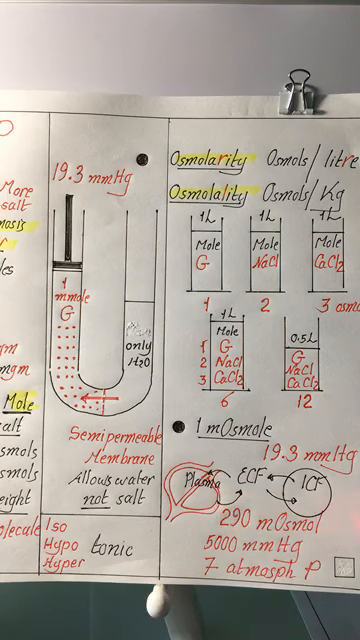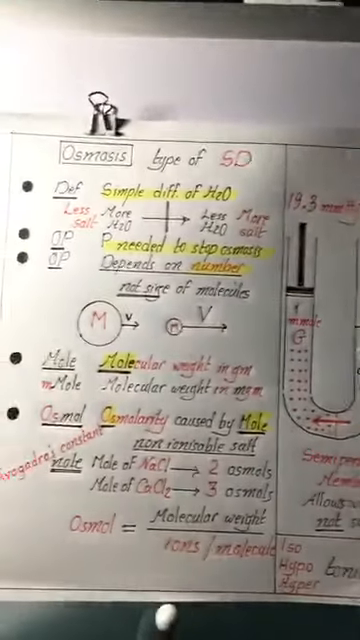We know it's always per liter, 290 milliosmoles or 290 milliosmoles per liter, which equals, if you multiply it by 19.3, around 5,000 millimeter mercury, which equals 7 atmospheric pressure. 5,000 millimeter mercury equals around 7 atmospheric pressure. You have to remember these numbers for multiple choice questions. These are the 7 facts about osmosis.